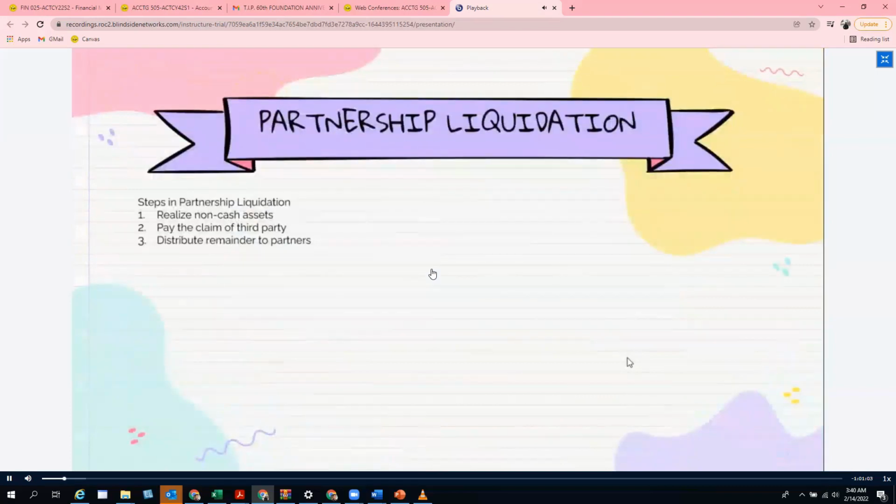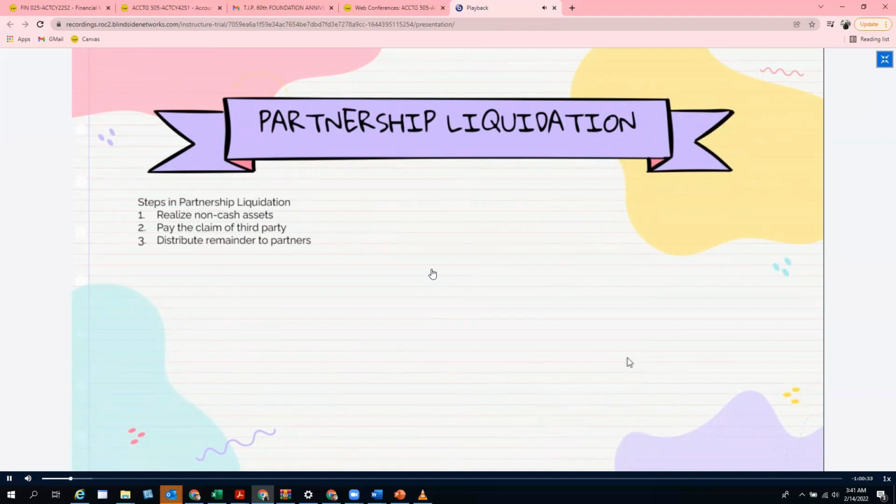Here are the steps in partnership liquidation. Number one, realize non-cash assets. When we say realize the non-cash assets, it's simply saying to sell them. All the non-cash assets, we must liquidate and convert into cash in order to move into step number two, which is to pay the claims of third parties.